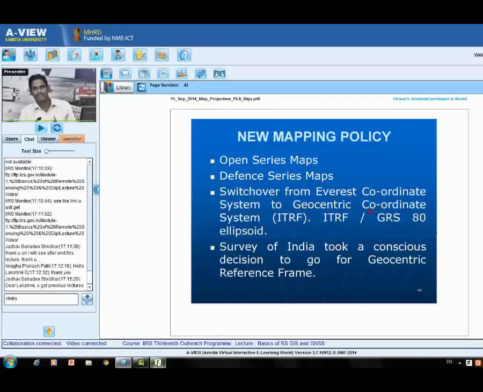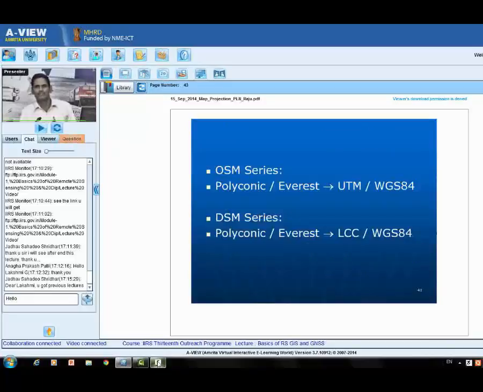Earlier it was not geocentric. The geocentric coordinate system is the International Terrestrial Reference Frame, or ITRF, or GRF, global reference system, 80 being that particular year. Survey of India took a conscious decision to go for the geocentric reference frame, that is ITRF or GRF 80. So these are the two types of changes.